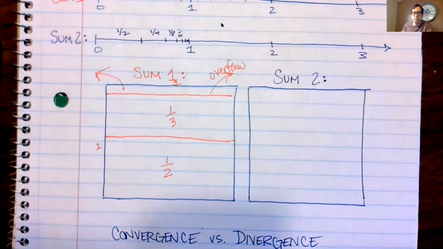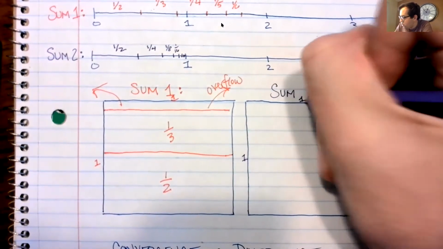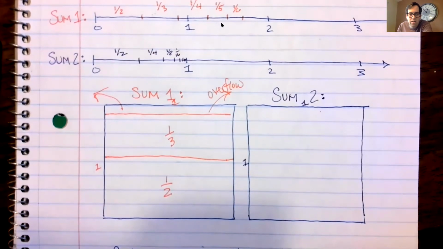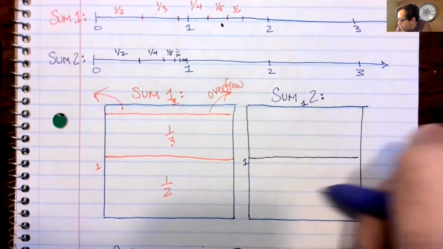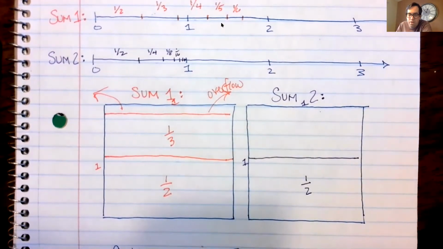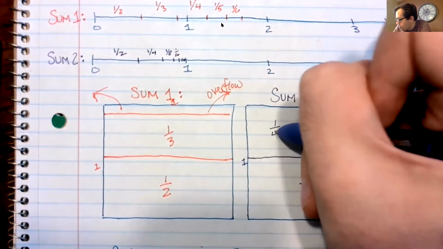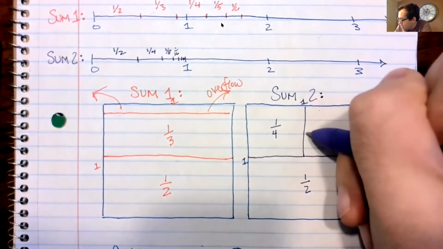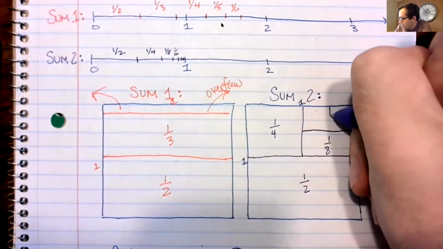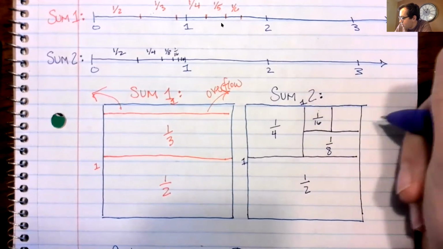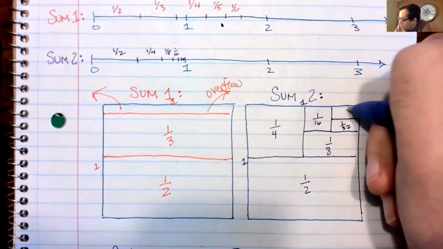All right, what about sum number 2? Think about this again as being 1 square unit. It's a 1 by 1 square. And so we're going to start by adding an area of 1/2. And then I'm going to add 1/4. Then I'm going to add 1/8. Then I'm going to add 1/16. And I'm going to add a 32nd. And you can tell I can keep going.